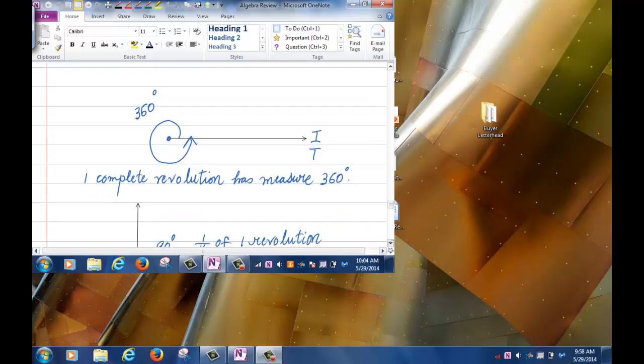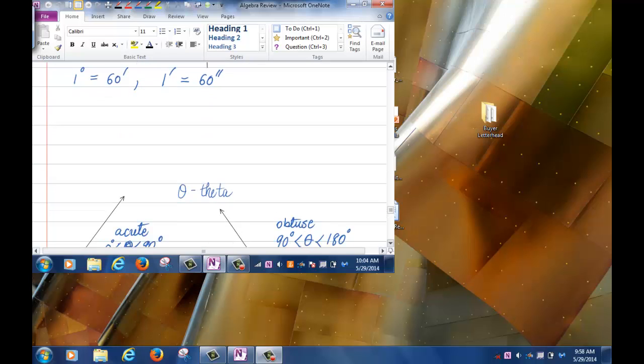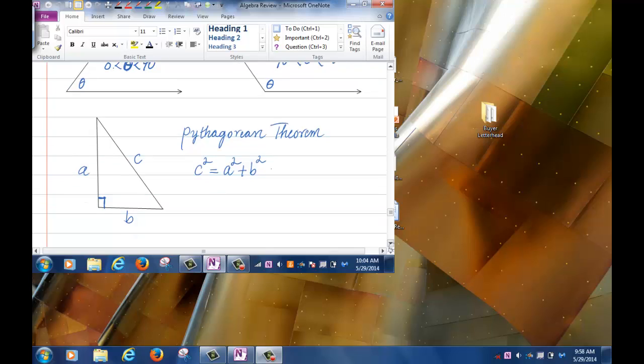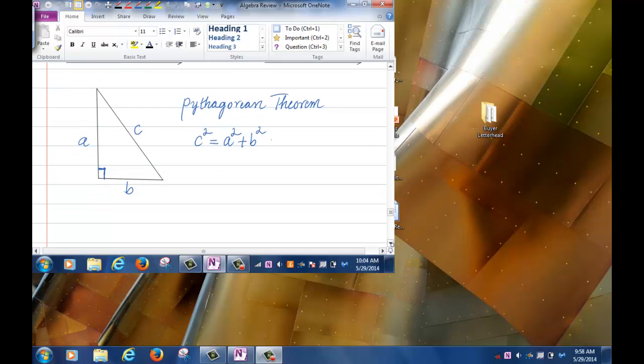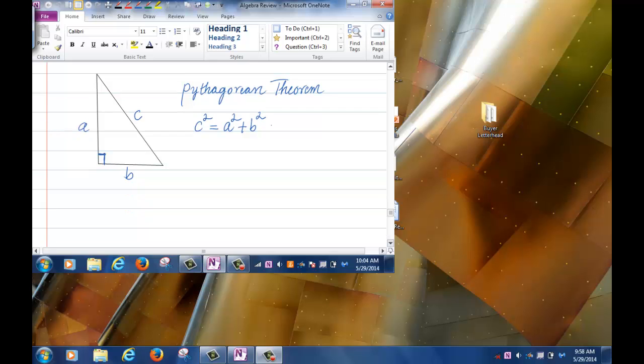And we talked about the degree measure, but I'm not going to go over that again. Remember acute angles. An acute angle is an angle between 0 and 90 degrees. Obtuse angle is an angle between 90 and 180. Pythagorean theorem, remember that if I have a right triangle, and the sides are A, B, C, C is the length of the hypotenuse, then C squared is A squared plus B squared.